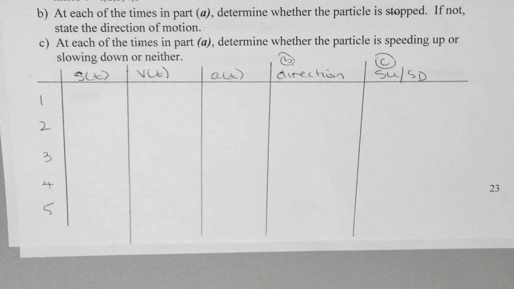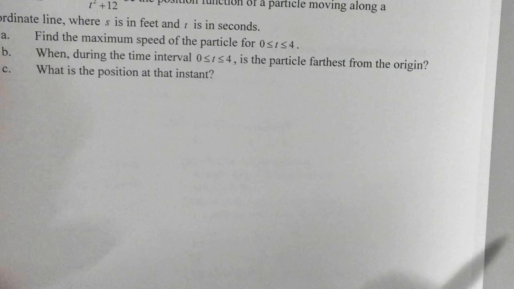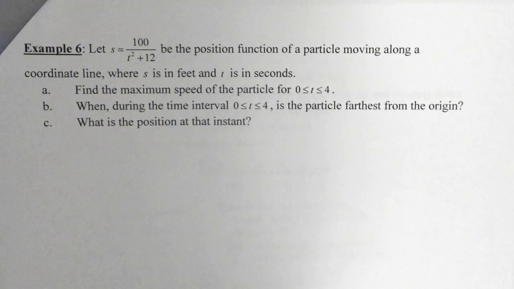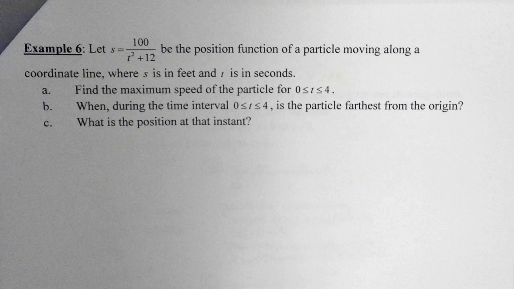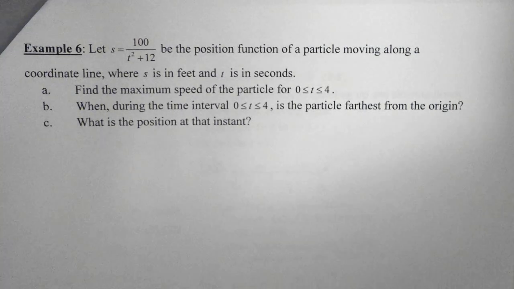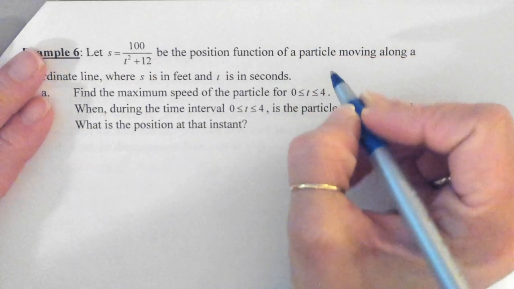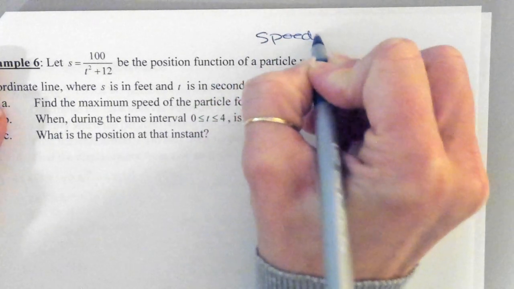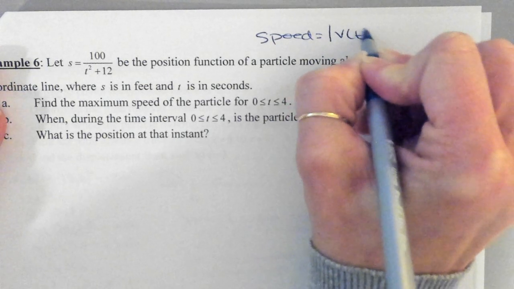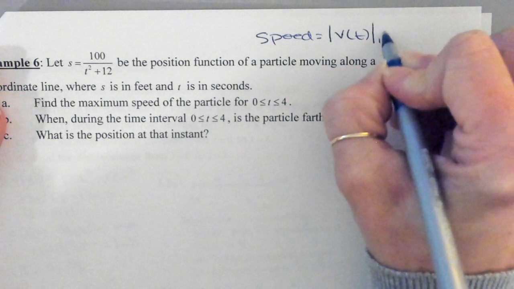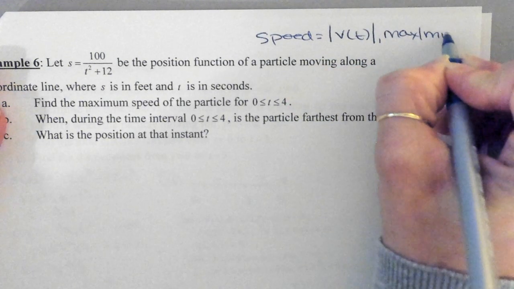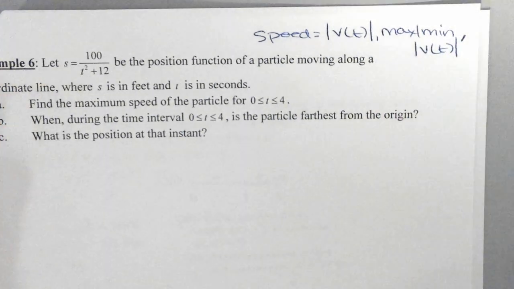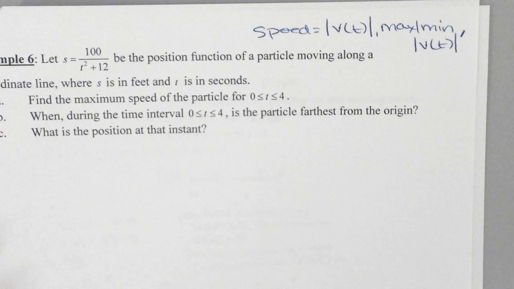Okay, so we're on the top of page 23. We are given our position function here. Unfortunately, it is a rational function, but we will survive. Just as a quick reminder, because the steps are on the previous page, our speed function is the absolute value of velocity. To find a max or a min, we have to take the derivative of the speed function, which looks like this. This is just a reminder of what we just talked about.